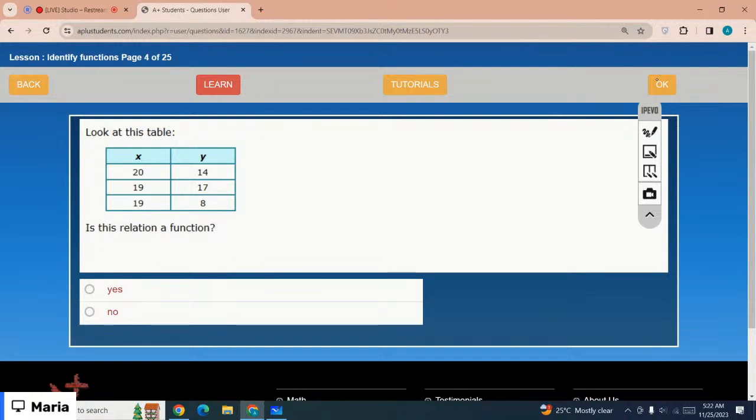The correct option is no. Why? You can see there are two x values that are the same, 19 and 19, right? So this is not a function. The correct option is no.